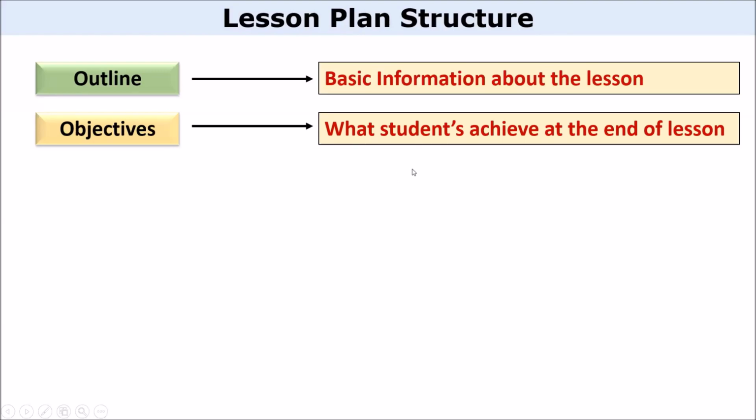Here we can simply say the objective is what students achieve at the end of the lesson. Remember that part. Under objectives, you write down the things students achieve at the end of the lesson. These are the things you want to put under objectives.